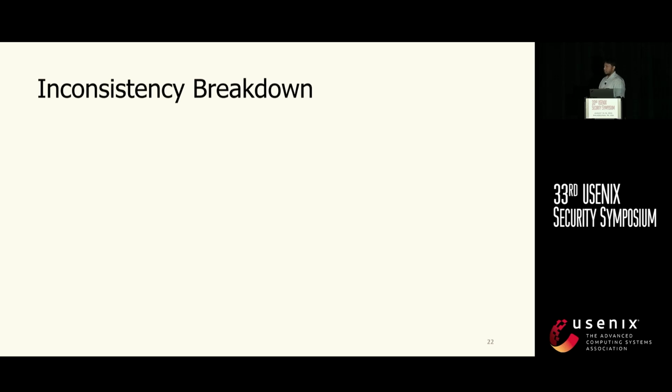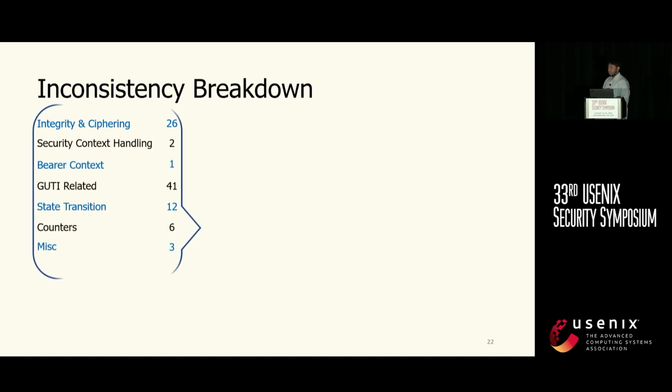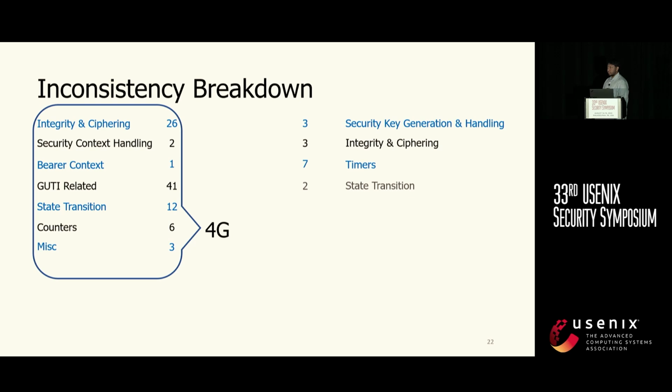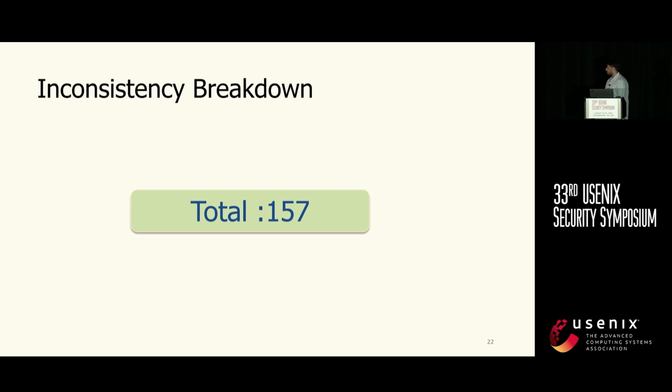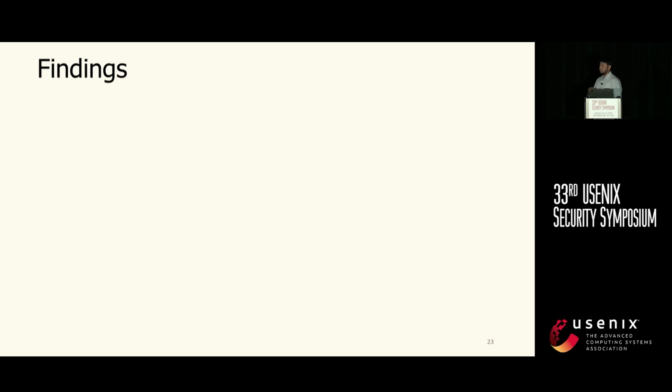Now, let's look at the breakdown of inconsistencies in different categories for 4G and 5G. We found about 7 categories for 4G and 11 categories for 5G. In total, we have about 157 inconsistencies. Let's look at some of the findings in more detail.